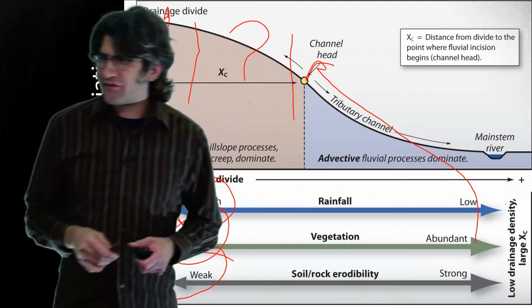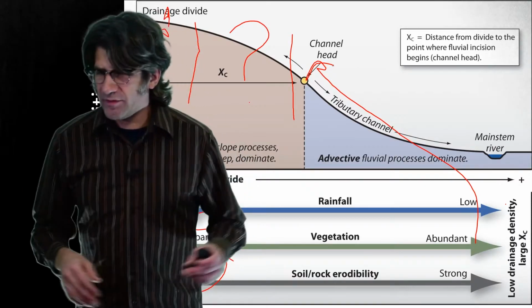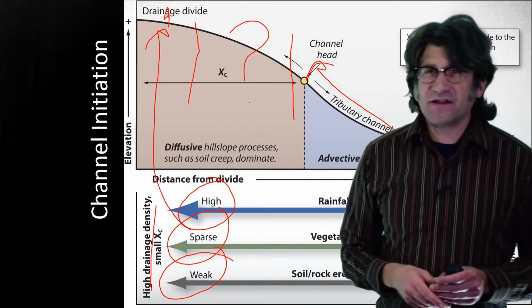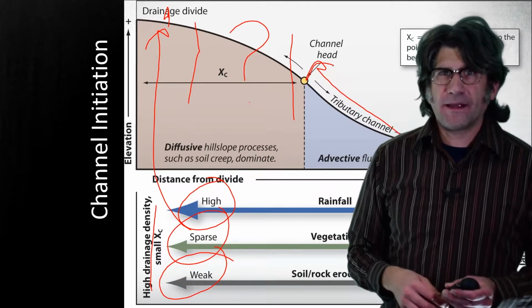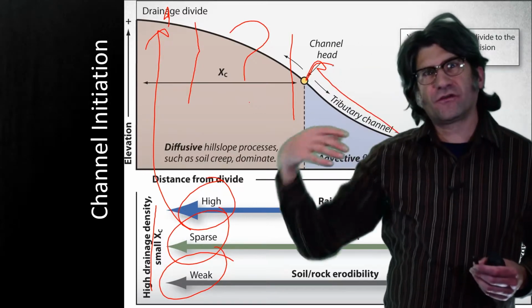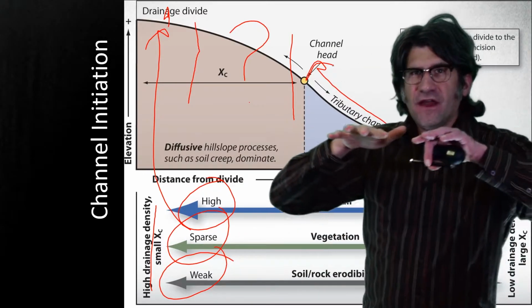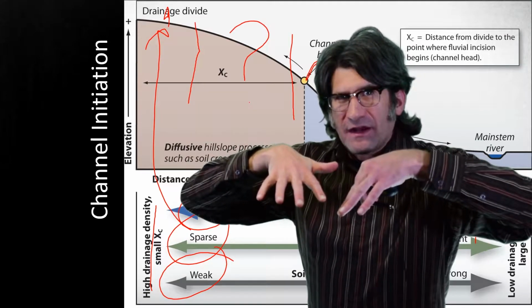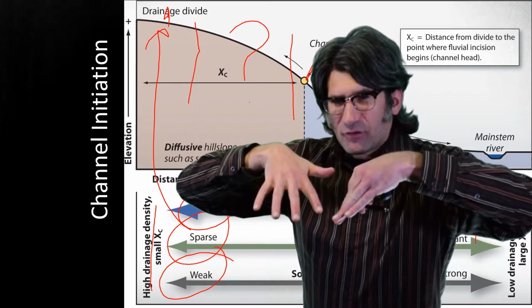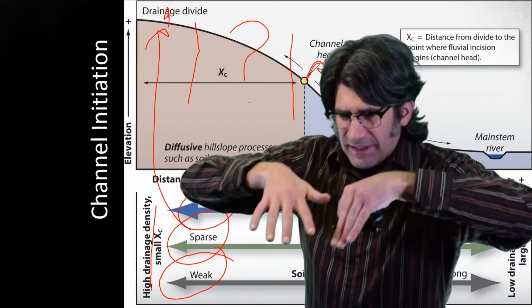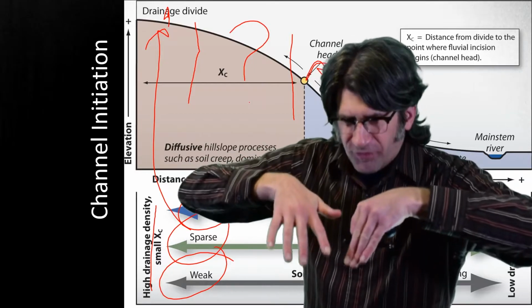All right, so that's the initiation of these channels where we move from, on this side, diffusive processes to advective processes, okay? So those two terms you should have in your head now, diffusive versus advective. Diffusive is soil creep, essentially, and what's going to drive the rate of that is this smooth curvature, and the steeper the slope, the greater the rate.